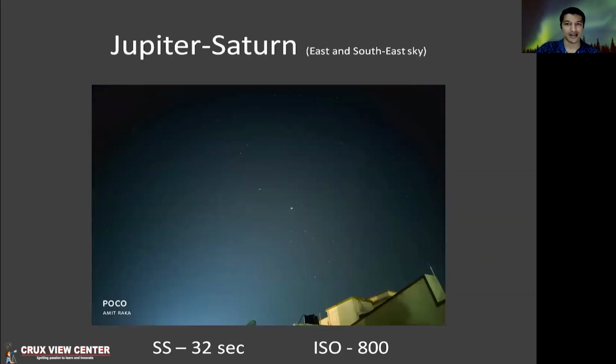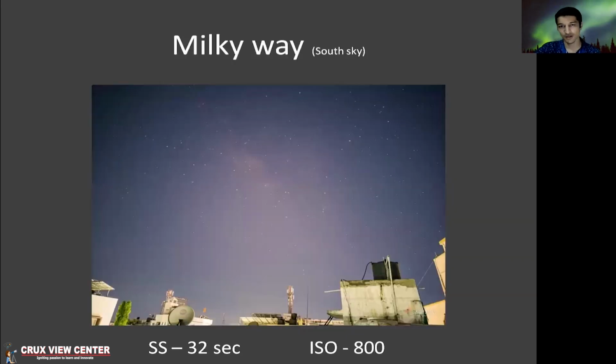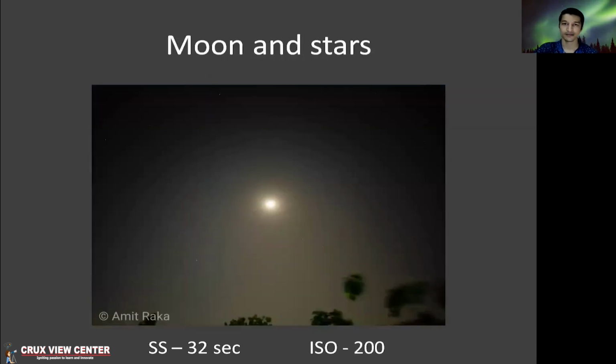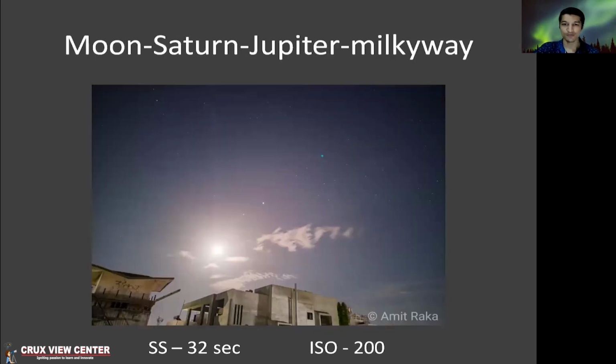This is again Jupiter, Saturn, Milky Way from my home. Again, in the late night, you can see I have boosted ISO to 800, 32 seconds. And the moon, 32 seconds, 200 again over here, because again, it was a crescent kind of moon. Here, it went to something like a quarter moon, I'm guessing. You can see it has almost washed out half of the frame.